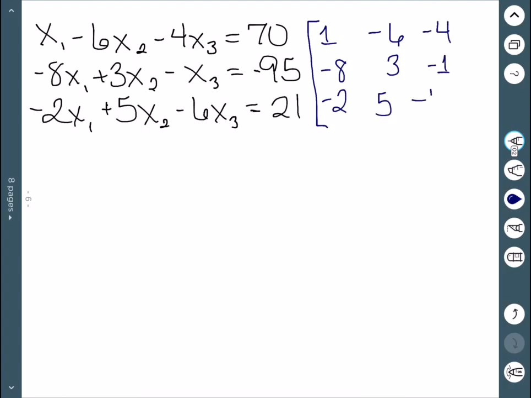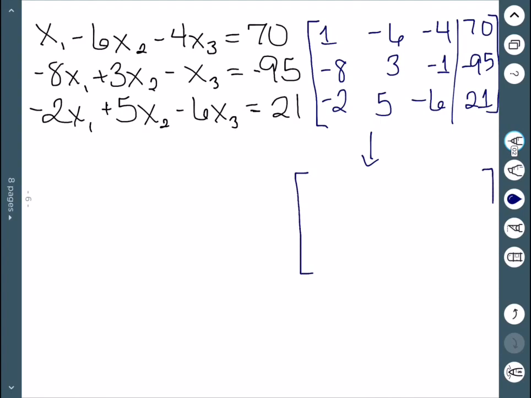-4, -1, -6. And then we have a 70, -95, and a 21. So the first step is to get a 1 in the first row, first column. And we already have that. So we can skip to the second step, which says to get zeros everywhere else.